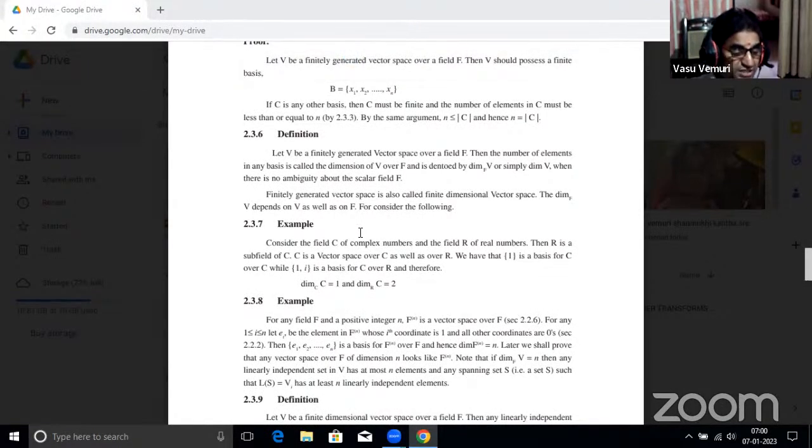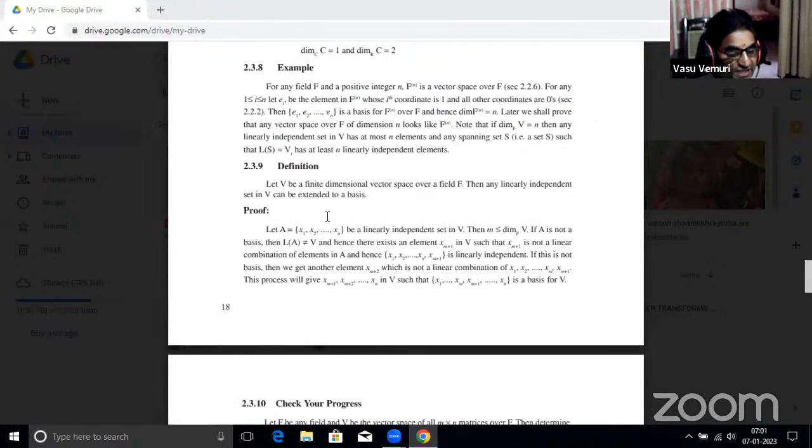Competitive examination means either PG set or JRF, whatever it is. Dimension of C over C equals 1. Dimension of C over the real numbers is 2. The basis set is {1, i}. There are 2 elements over the real numbers, so 2 elements are given in the basis set. That value is 2 over the real numbers.